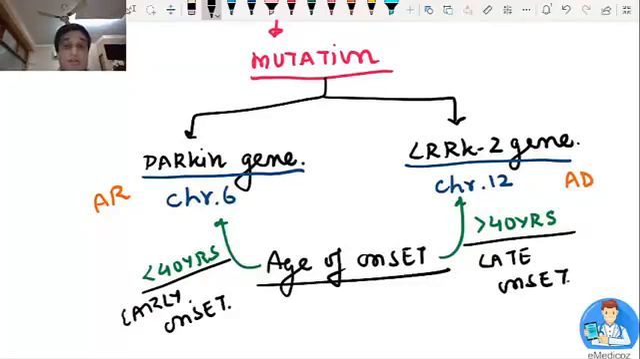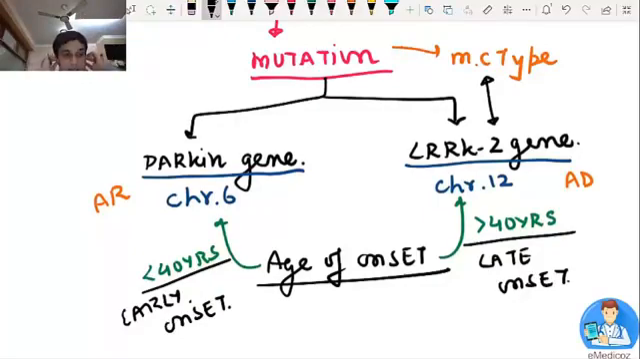So there are two kinds of genetic mutations that we have. Parkin gene, autosomal recessive trait, chromosome 6, presents at an age less than 40. LRRK2 gene mutation, chromosome 12, autosomal dominant trait, and most of the patients are above 40. Now the question has recently been asked on it. What is the most common type of mutation seen? In the genetic tree, in the mutation part, LRRK2 gene mutation. Remember this. LRRK2 gene mutation. Okay.